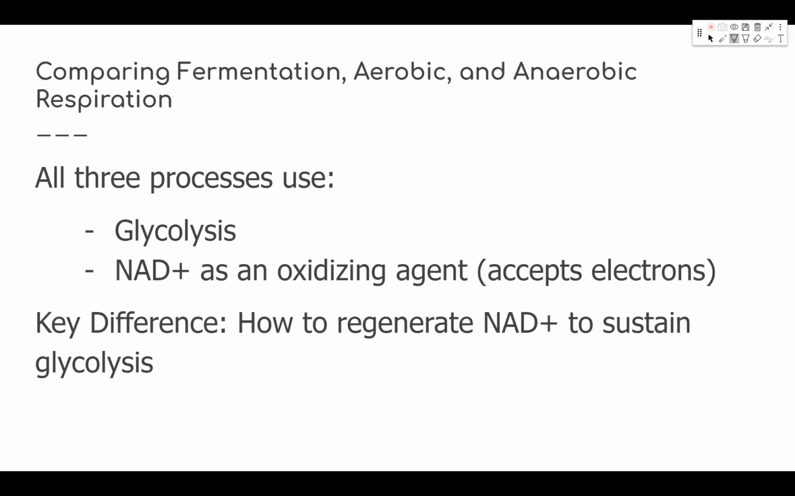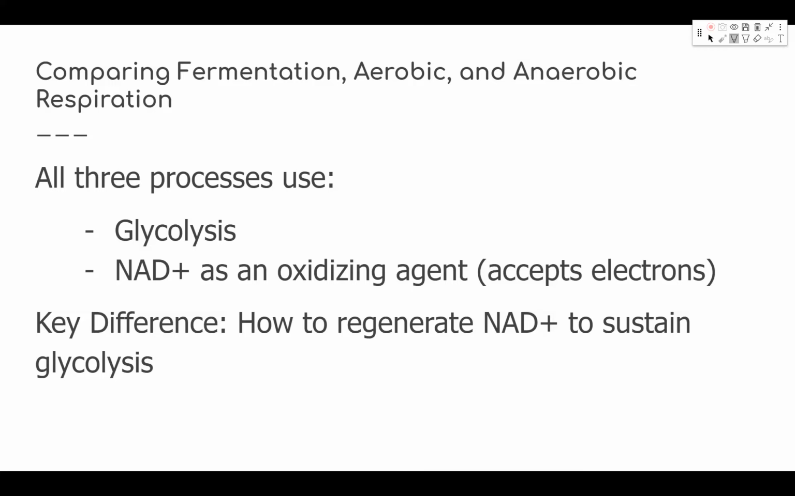All right, so we're going to compare them. The title is smaller than the text, but that's all right. We're going to compare these processes. Fermentation, aerobic respiration, and anaerobic respiration. Remember, aerobic respiration has an electron transport chain. Anaerobic respiration also does, but has a different final electron acceptor, and we'll talk about the differences in a second.